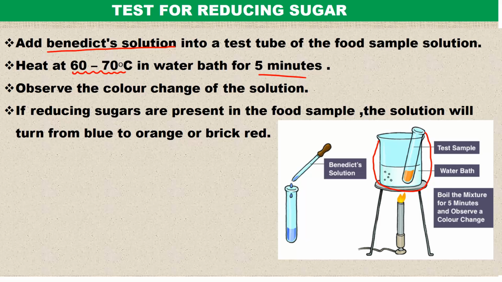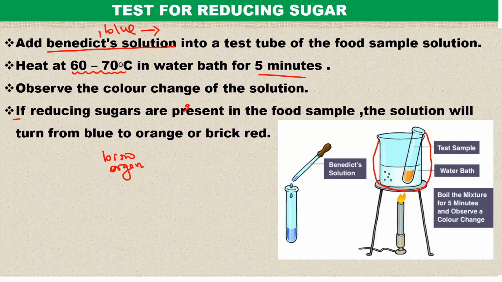Now what will be the color change? It is very important that you know the color of Benedict's solution. Benedict's solution is blue. So when you put it in the test tube containing the solution, you expect the solution to turn blue. Now, when you heat, the presence of reducing sugars is going to give you brown, orange, or red as a color. So these are the colors that you expect.